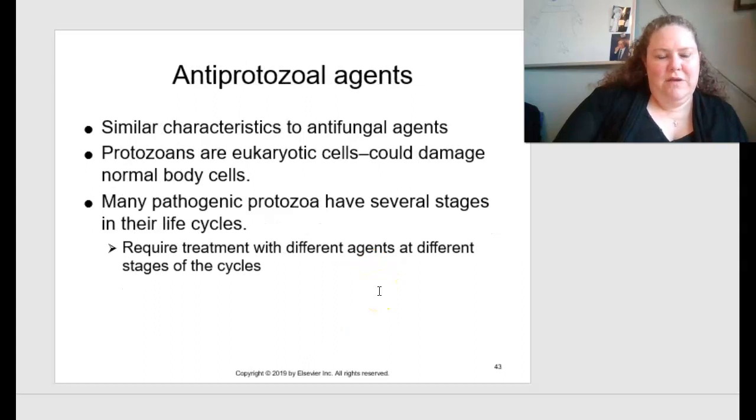And then the final slide is antiprotozoal agents. These have similar characteristics to the antifungal agents. The protozoans are going to be eukaryotic cells, and so we could damage normal body cells because remember, our body cells are eukaryotic cells as well. Many pathogenic protozoa have several stages in their life cycle, so this requires treatment with different agents at different stages of the cycle to actually target that protozoa, but not our body cells. All right, and that wraps it up for chapter 6.